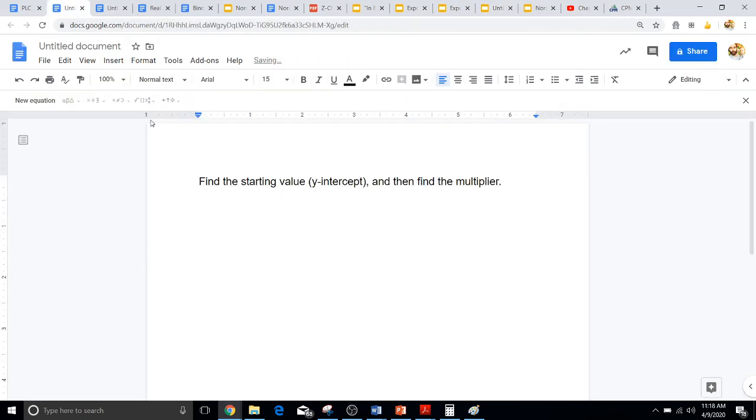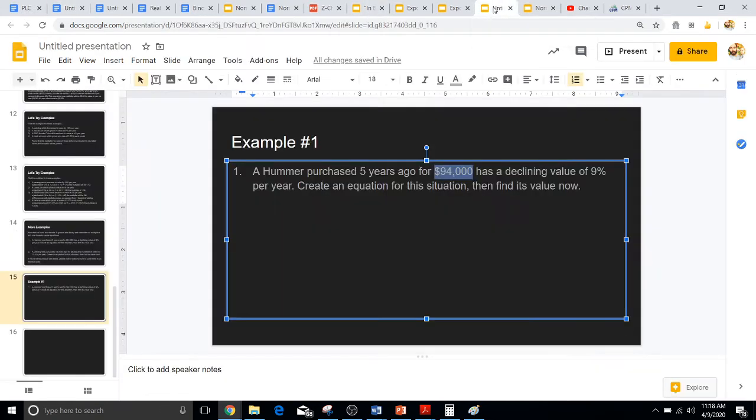So we know that A is going to be equal to 94,000. Awesome. We're going to have to find out what B is going to be equal to. But for us to do that, let's go back to the example and take a look at it. So we know it has a declining value of 9%.